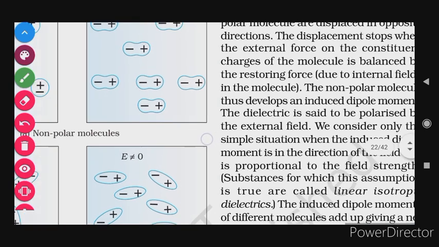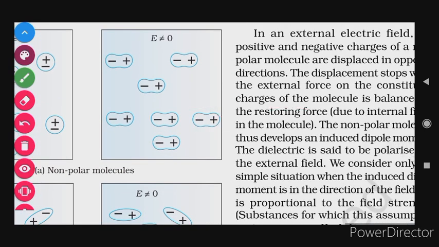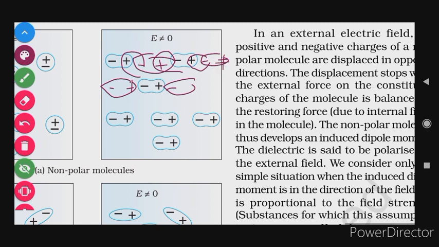You will wonder how this electric field is developed, so I'll give an example. Say there is a molecule like this, non-polar. The negative and positive centers coincide, or rather they are very close to each other. The positive charge of one molecule is very near the negative charge of the adjacent induced dipole, so they will neutralize each other. Similarly, this will neutralize, but there will be charges on the extreme left and extreme right, on the edges of the dielectric.